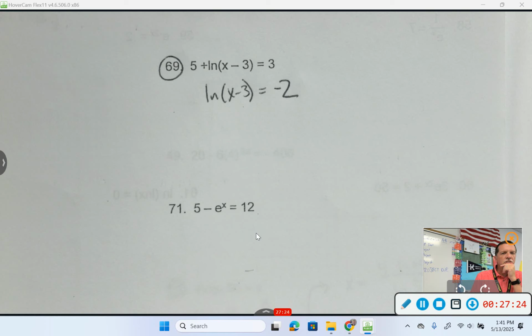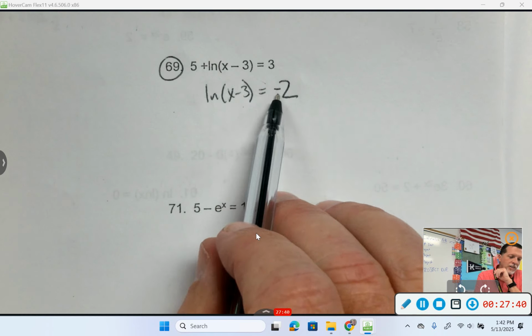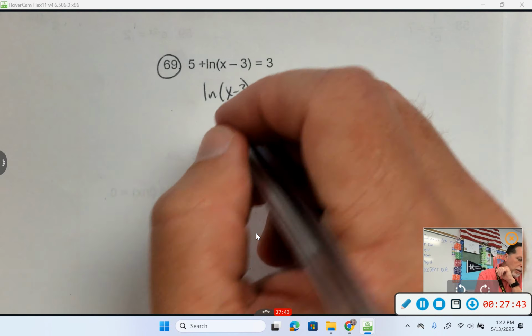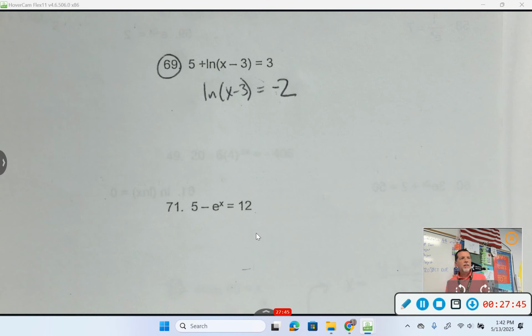Is there no solution? You can't take the log of a negative number, but your answer can be a negative. And if you're not sure, just work it like normal and see what happens. So honestly, I thought this was not going to work because I saw the negative, but then I was like, wait a minute, this will work. What should I do next?